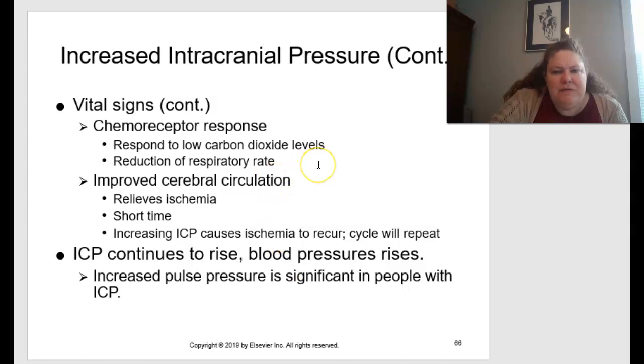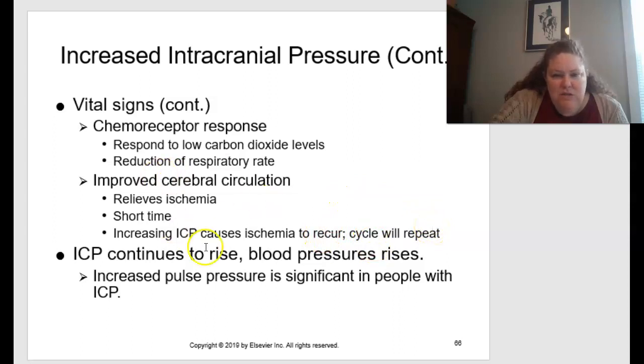You can have a chemoreceptor response, and this is how we can respond to low carbon dioxide levels and also a reduction in respiratory rate. This can also have improved cerebral circulation, and this can relieve the ischemia. This is a short time, and also we have increased ICP that causes the ischemia to reoccur, and then if this happens, the cycle will repeat.